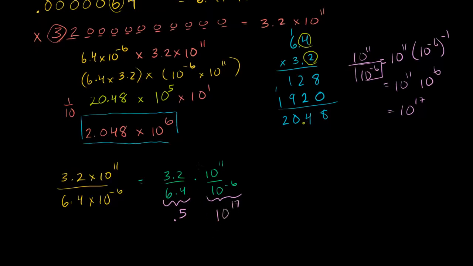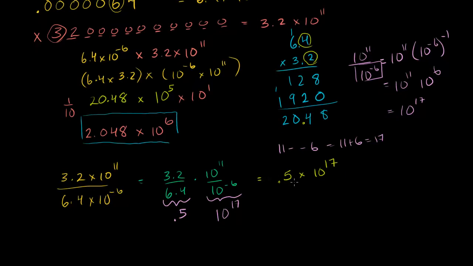Or another way to think about it is if you have the same bases, 10 in this case, and you're dividing them, you just take the exponent in the numerator and subtract the exponent in the denominator. So it's 11 minus minus 6, which is 11 plus 6, which is equal to 17. So this division problem ended up being equal to 0.5 times 10 to the 17th, which is the correct answer.